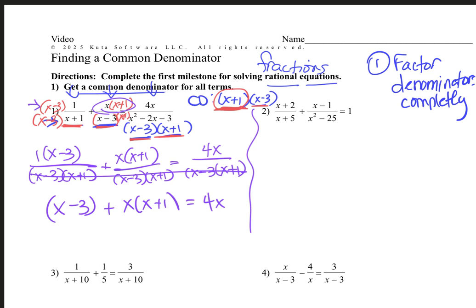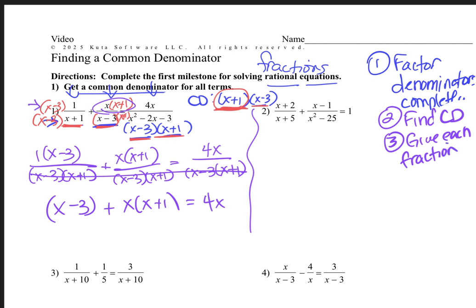All right, so I'm going to go a little faster for this one. And then find common denominator is the second step. It doesn't have to be a least common denominator. That's what I was thinking in my head. And then the third thing is give each fraction what they are missing.